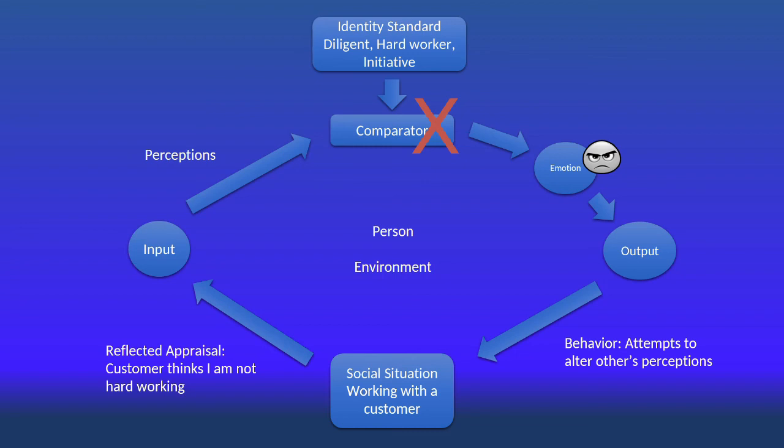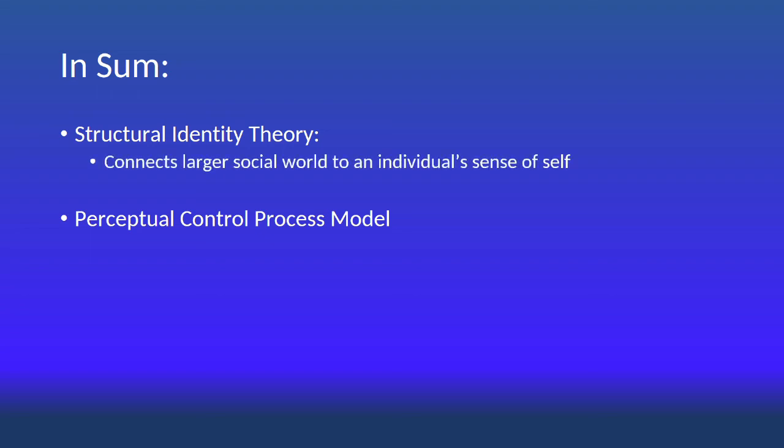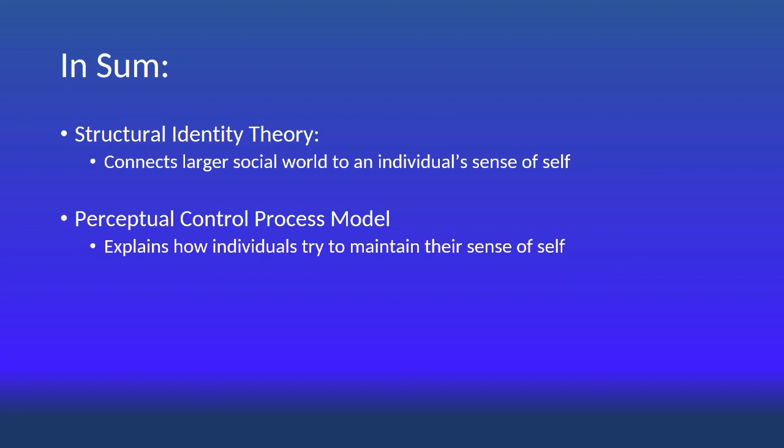The model has been used to predict quite a lot of behaviors, but this video has gone on long enough. So there are the basics to both unit theories. Structural identity theory connects the larger social world to an individual's sense of self, and the perceptual control process model gives us a way of thinking about how individuals try maintaining and understanding their social selves.